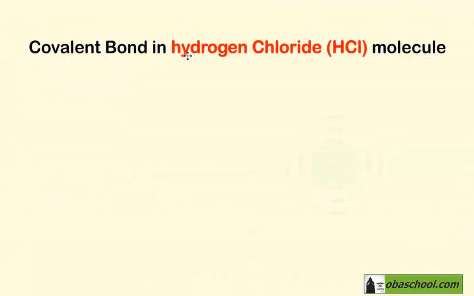Covalent bond in hydrogen chloride HCl molecule. We will explore the formation of covalent bond in hydrogen chloride molecule, or we can refer to it as HCl. It's composed of one hydrogen atom H and one chlorine atom Cl.